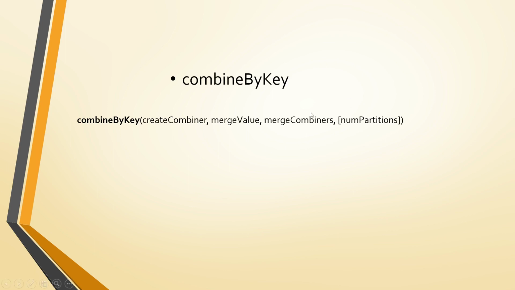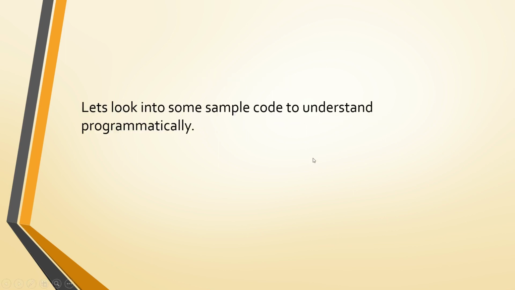Then the third one is the merge combiners. This function is used for merging the accumulators. In the previous step, whatever accumulators we created, this function will merge all those accumulators across the partitions and generate the final expected result. And the last one is the number of partitions. This is for controlling the partitions of the output RDD, which is generated after using this CombineByKey.